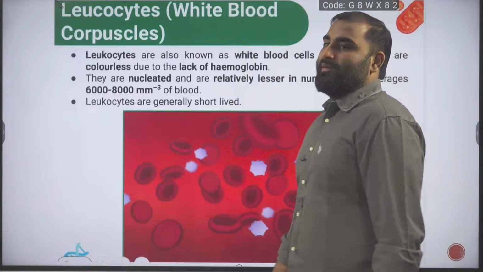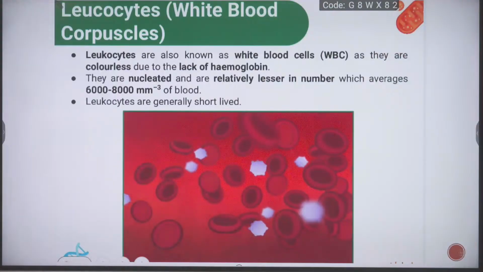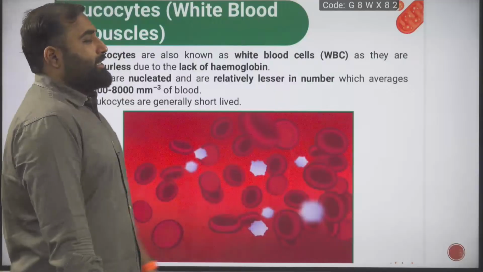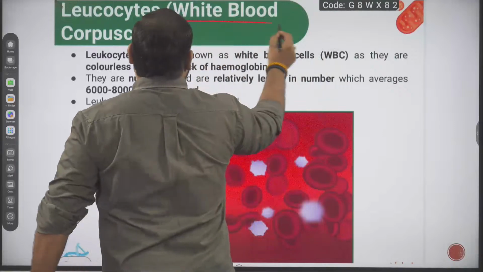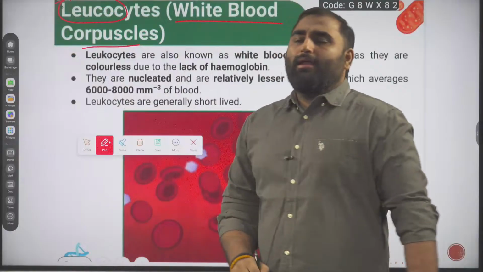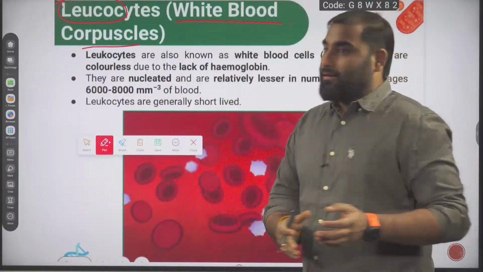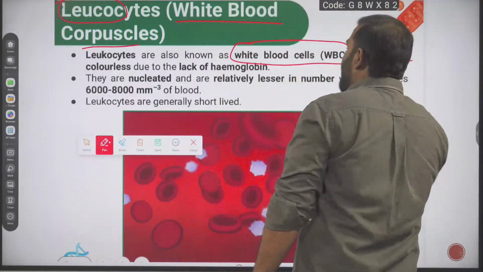Now we will go with WBC. Let us talk about WBC. WBCs are also known as white blood cells or leukocytes, because leuco means white. Like in RBC it was erythro, meaning red color, here leuco means white color. They are colorless.